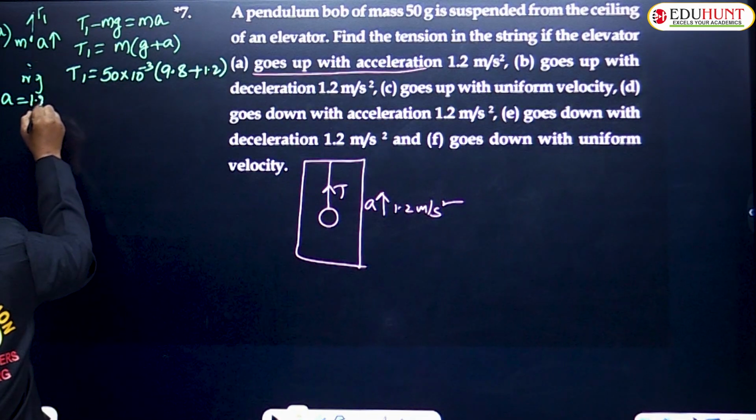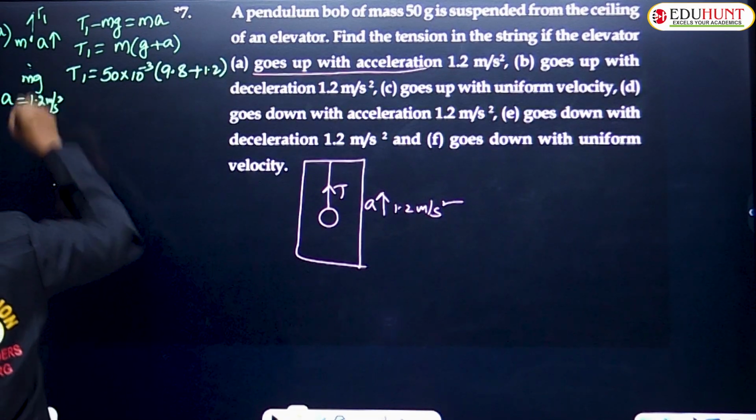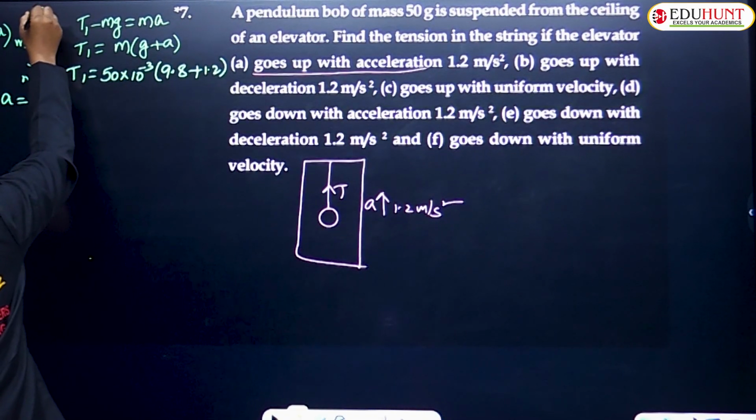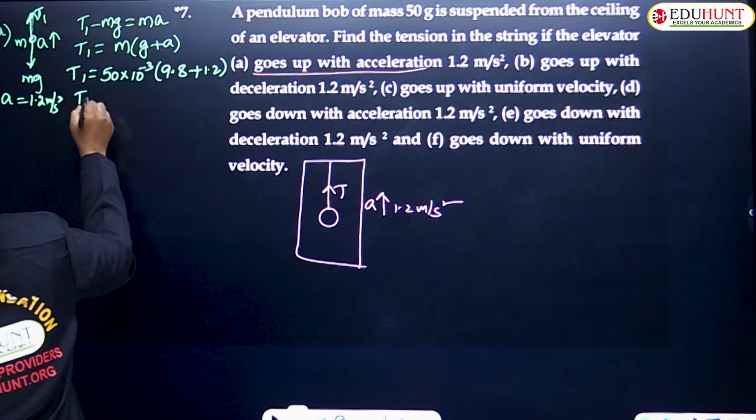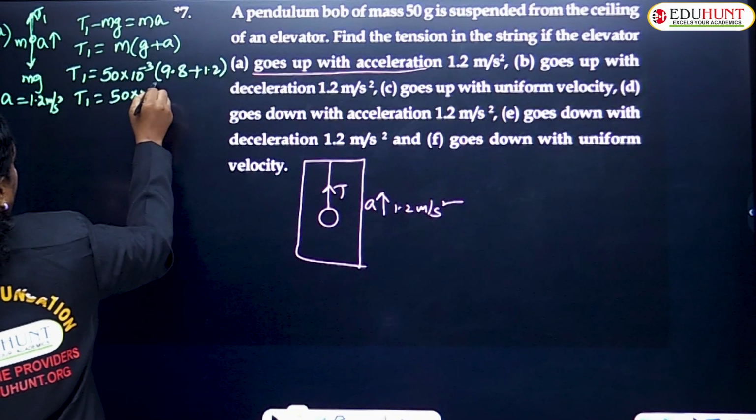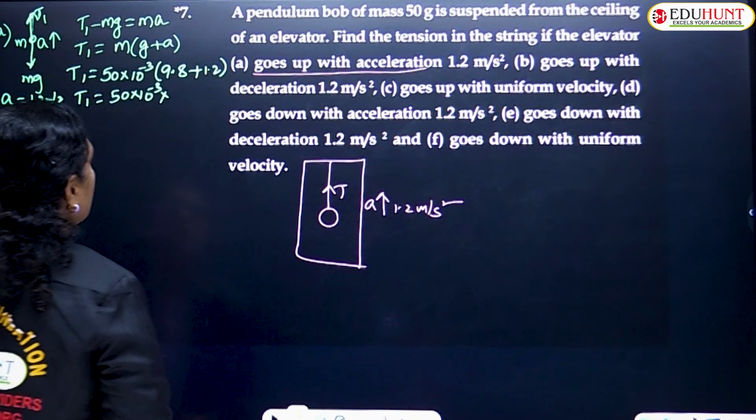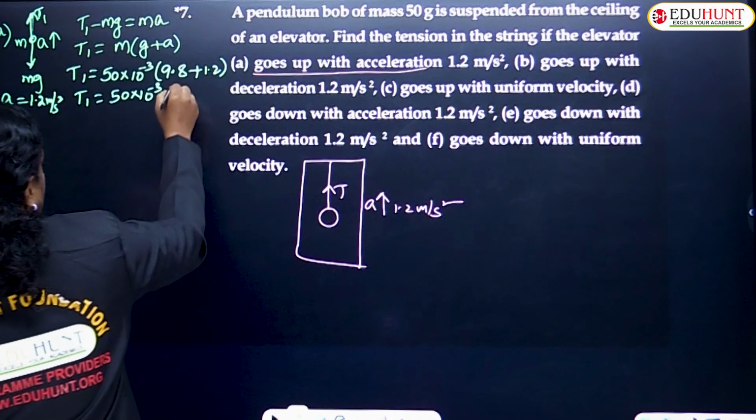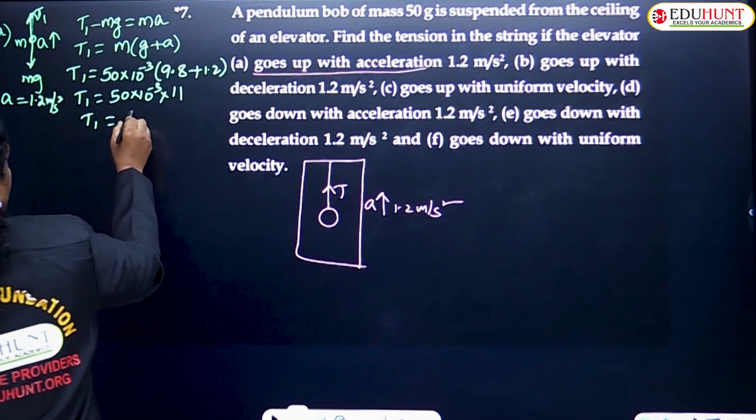Acceleration is given as 1.2 meter per second square. That's it. So after solving this, we have T1 equals 50 into 10 power minus 3 into (9.8 plus 1.2). How much is this? 11. Hence the value of T1 is 11 into 5, which is 55.